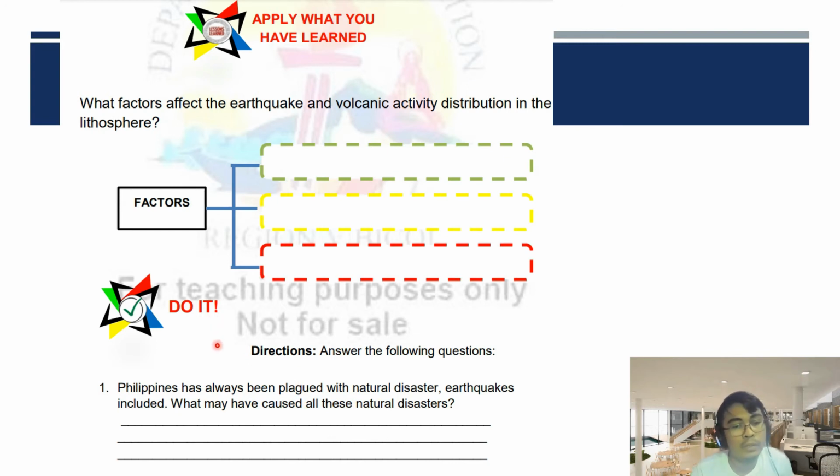Now, Philippines has always been plagued with natural disasters like earthquakes. What may have caused all these natural disasters? Bakit kaya tayo parating tinatamaan ng mga natural disaster like volcanic eruption, earthquake? Ano ba ang nasa Pilipinas? Okay? So, you need to answer that question.